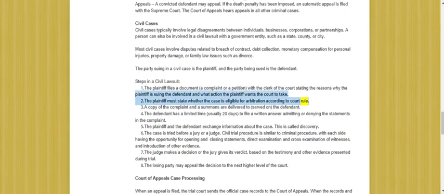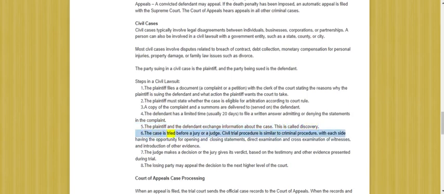3. A copy of the complaint and a summons are delivered to, served on, the defendant. 4. The defendant has a limited time, usually 20 days, to file a written answer admitting or denying the statements in the complaint. 5. The plaintiff and the defendant exchange information about the case. This is called discovery.